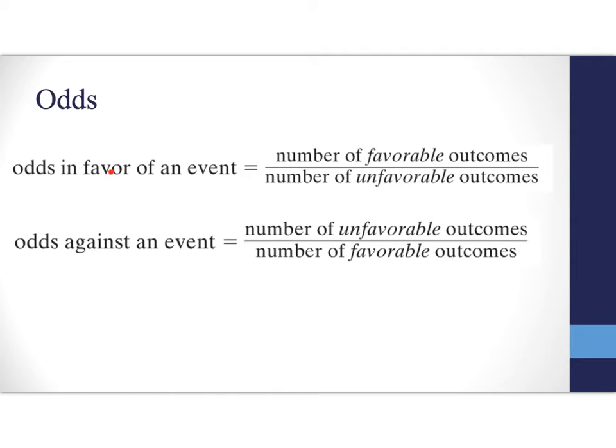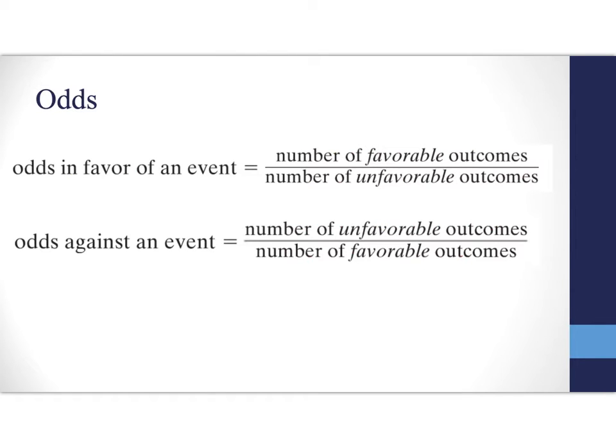So if we look at the odds in favor of something happening, it's going to be the number of favorable outcomes versus the number of unfavorable outcomes. If we're looking at the odds against an event happening, we're going to look at the number of unfavorable outcomes, and we're going to divide that by the number of favorable outcomes.